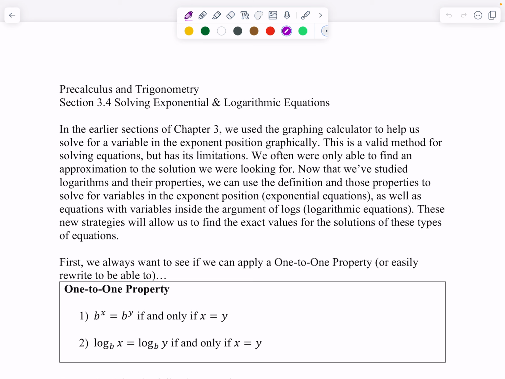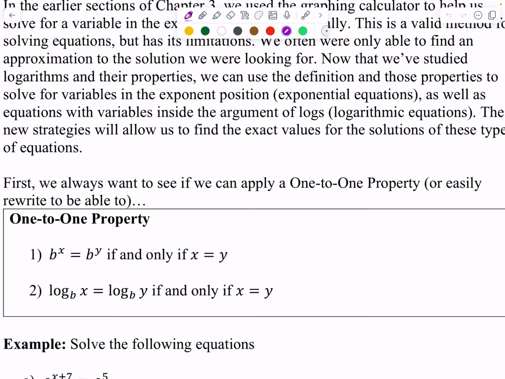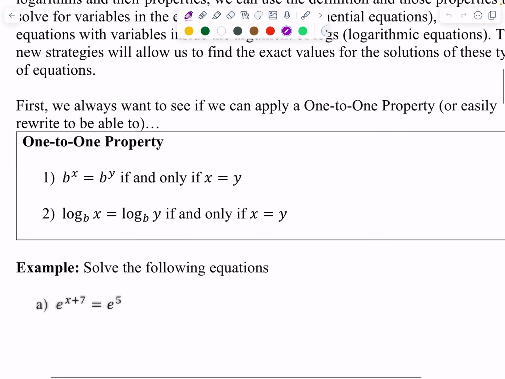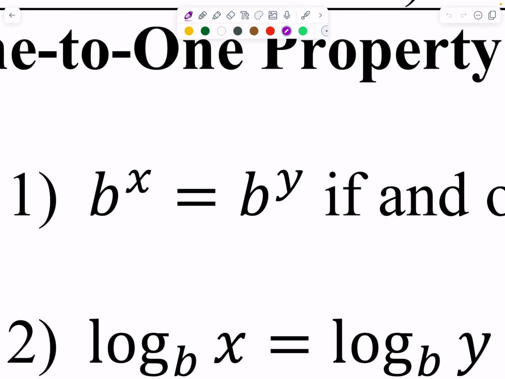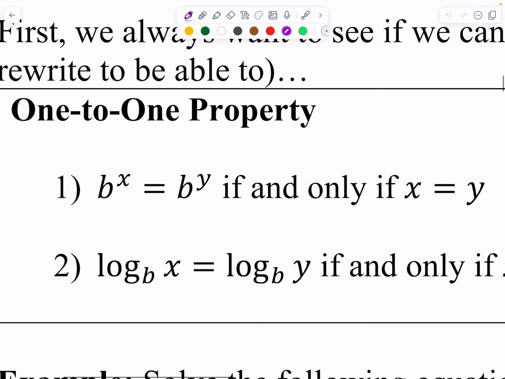So we're going to start with pretty simple exponential and log equations where we can think about rewriting the equation using something called the one-to-one property, which is pretty straightforward. So the one-to-one property says if you have an exponential equation that's in the form of b to the x power equals b to the y power, well, those exponents have to be equal to each other. Like x has to be equal to y.